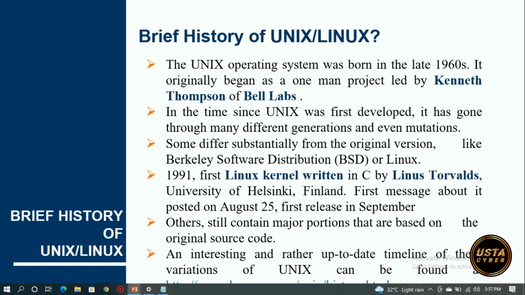In 1991, the first Linux kernel was written in C by Linus Torvalds at the University of Helsinki, Finland. The first message about it was posted on August 25, with the first release in September, while others still contain major portions that are based on the original source code. An interesting and rather up-to-date timeline of these variations of Unix can be found at the link mentioned below.